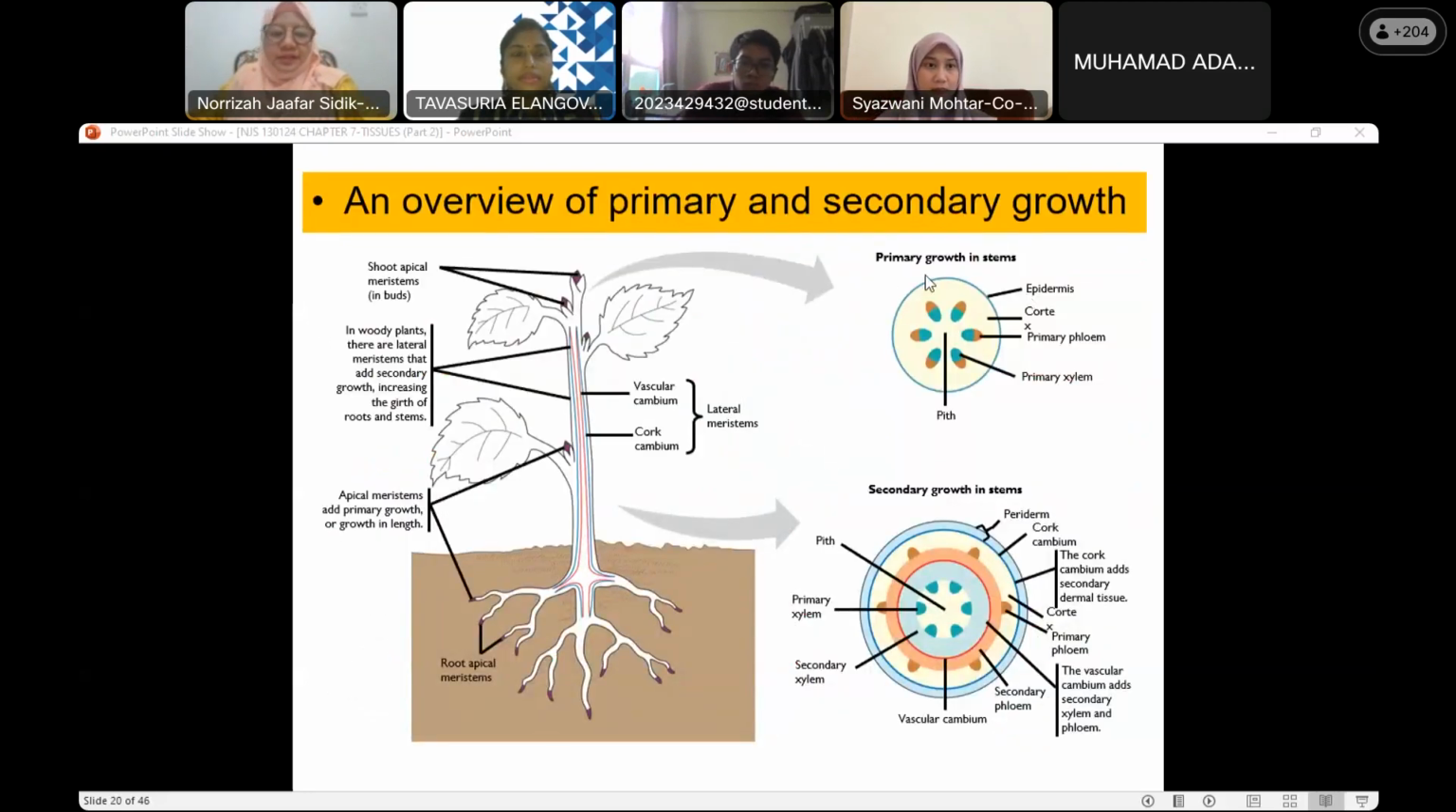This also shows the primary growth in the stem, and secondary growth in the stem. So the cork cambium here adds secondary dermal tissues, whereas the vascular cambium here adds the secondary xylem and the phloem.